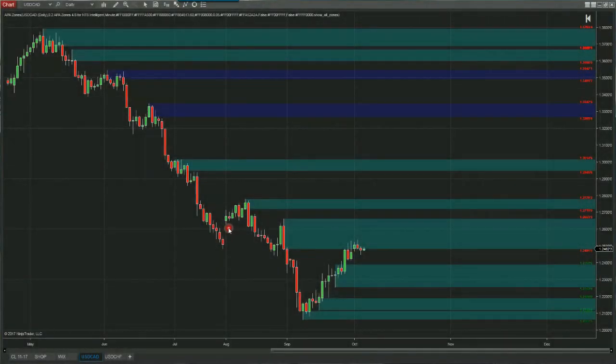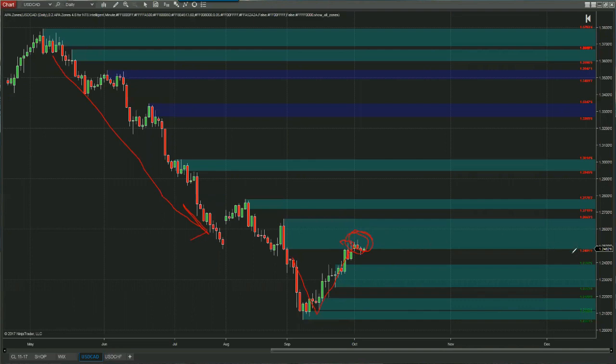All right, looking at the dollar CAD here, you can see that price has really been in a nice downtrend over the past few months. We've just been moving steadily down, and now look at what's happening here. Price is starting to pop and made a new low, and now we have a little retracement going on here inside of daily supply.